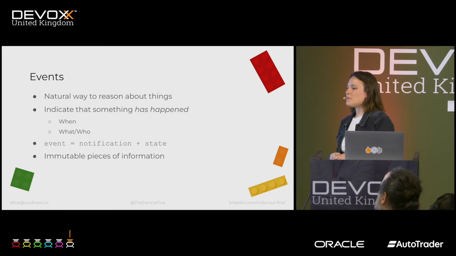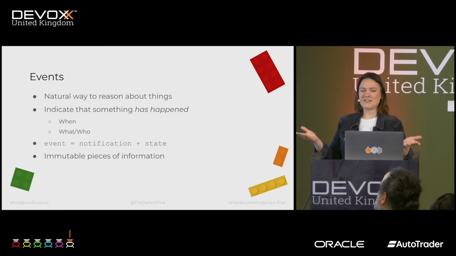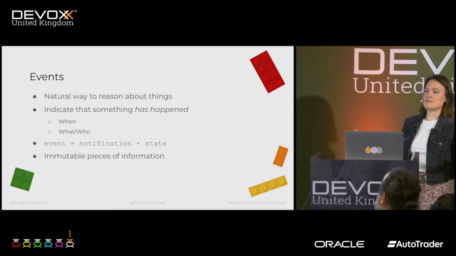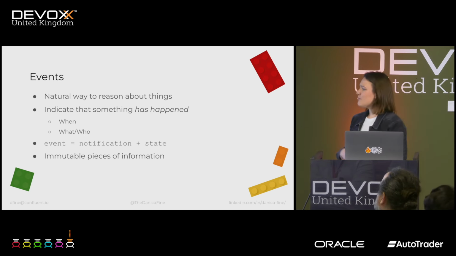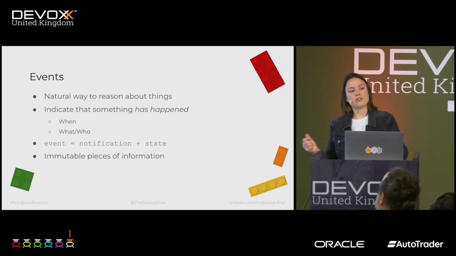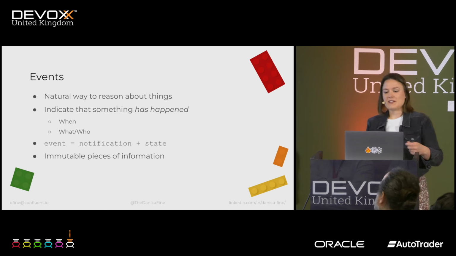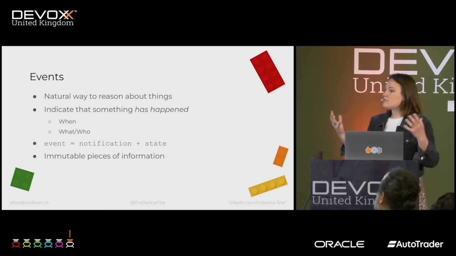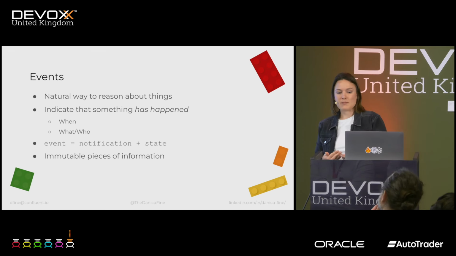What do you need to describe something that's occurred? Well, you need to know when that thing happened. That's kind of important. When did that thing occur? And then who or what was involved, so that you can make sense of that thing that occurred. You might see this described as an event is a combination of notification and state, right? The notification, something just happened at this time, and the state that you need to describe what happened.